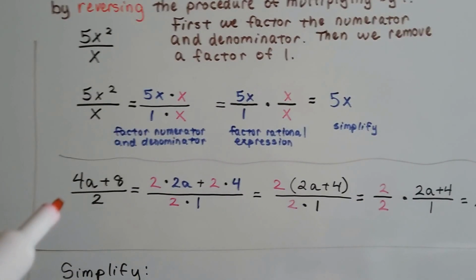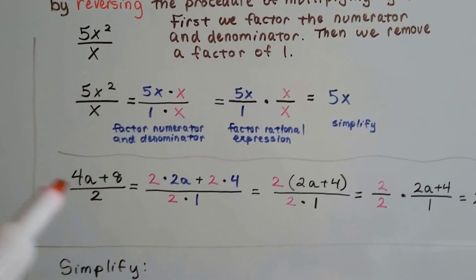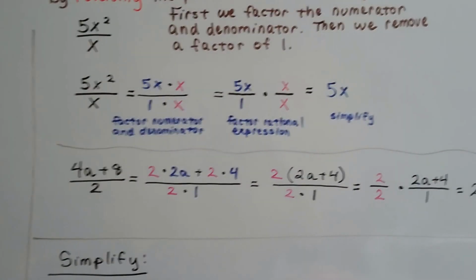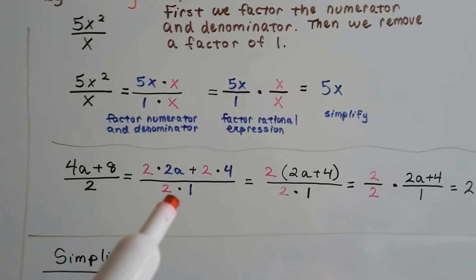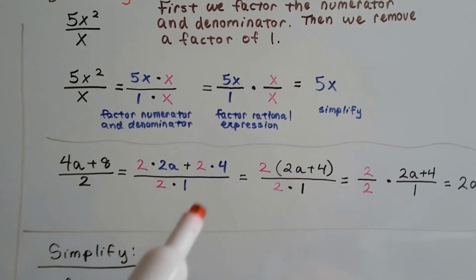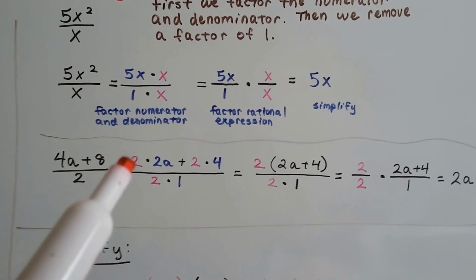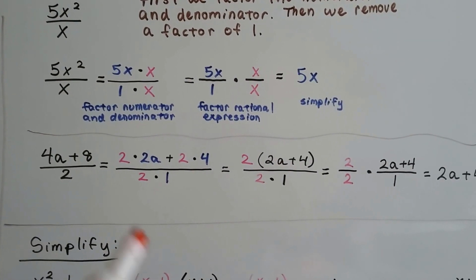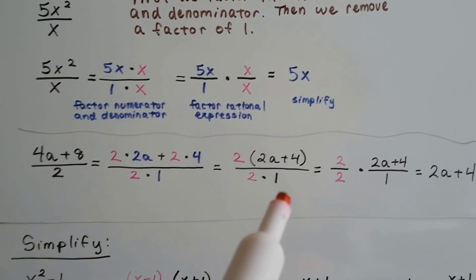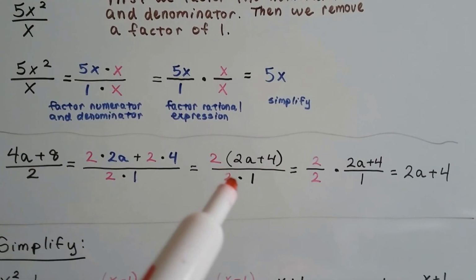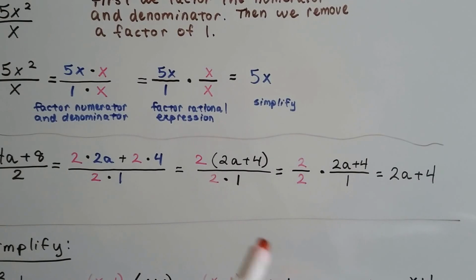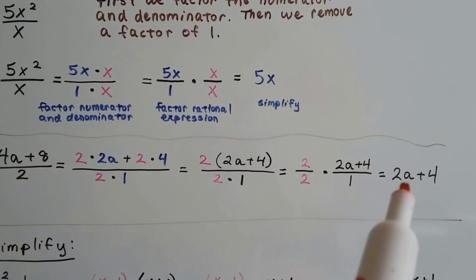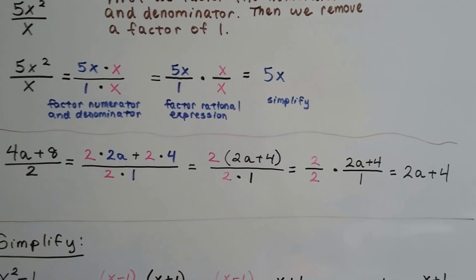We have 4a plus 8 over 2. This is 2 times 2a plus 2 times 4 over 2 times 1. Look at all those pink 2's. The numerator means we have 2 times 2a plus 4, and it's going to be over that 2 times 1. We have that same numerator and denominator, so that could be a 1. That means we've got 2a plus 4 over 1, which means we have 2a plus 4.